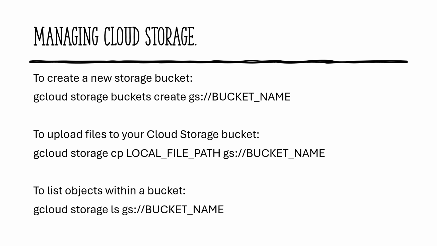IAM and permissions. 1. Listing all IAM policies. To view the IAM policy for a project, gcloud projects get-iam-policy PROJECT_ID. Example: gcloud projects get-iam-policy my-sample-project. 2. Adding a role to a user. To grant a user a role, gcloud projects add-iam-policy-binding PROJECT_ID --member=user:USER_EMAIL --role=ROLE_NAME. Example: gcloud projects add-iam-policy-binding my-sample-project --member=user:user@example.com --role=roles/viewer.